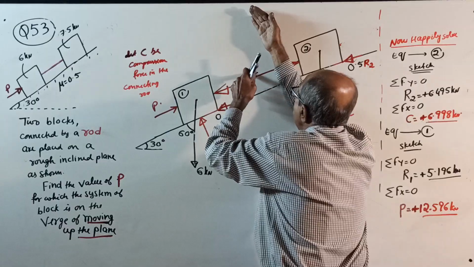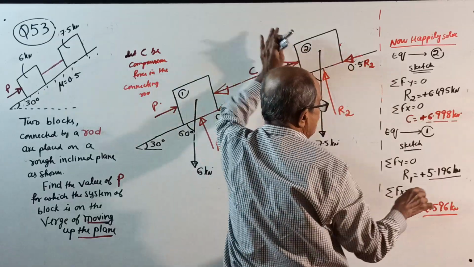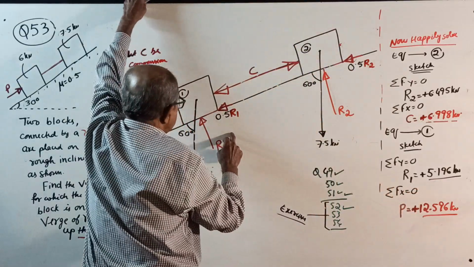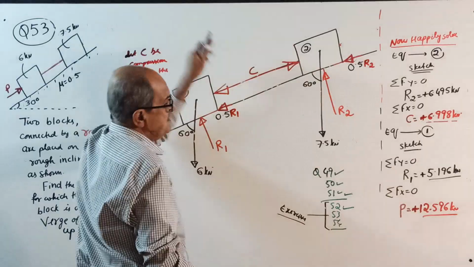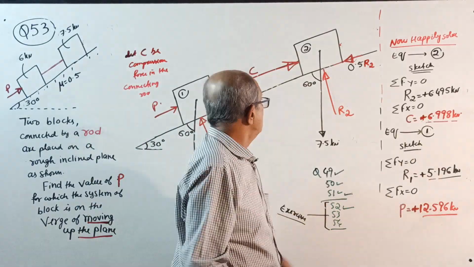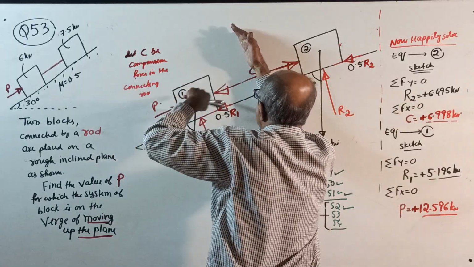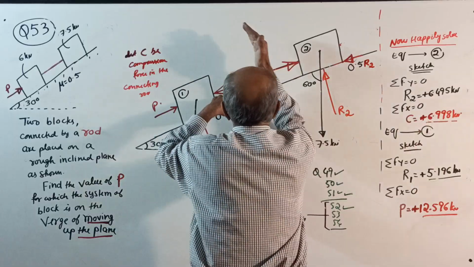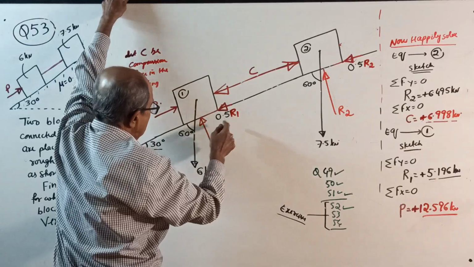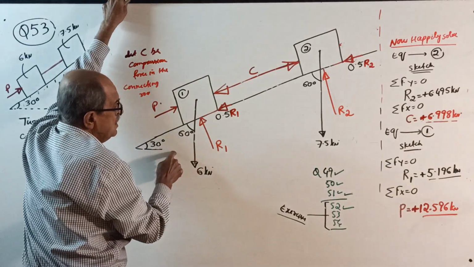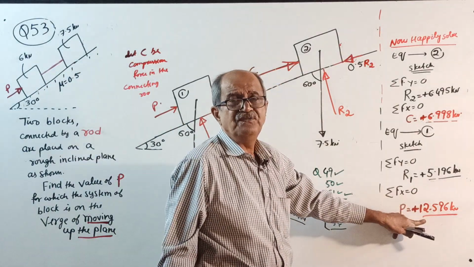At that time, you enter C equal to how much? 6.998 here. Okay, start. Sigma Fy = 0: plus R1 minus 6 sin 60 equal to 0. R1 will come. Sigma Fx = 0: plus P minus C, that is 6.998, then minus 0.5 R1 minus 6 cos 60 equal to 0. Substitute whatever R1 you got, get the value of P, positive will come.